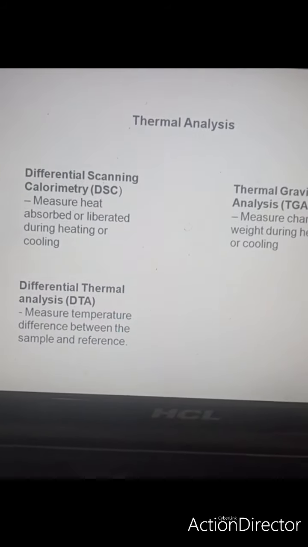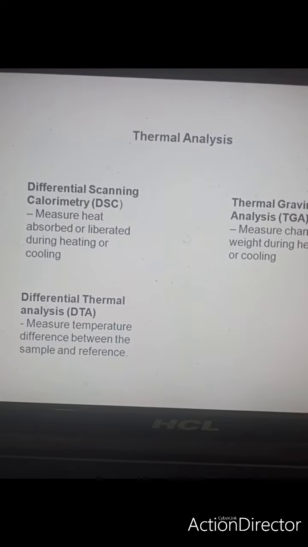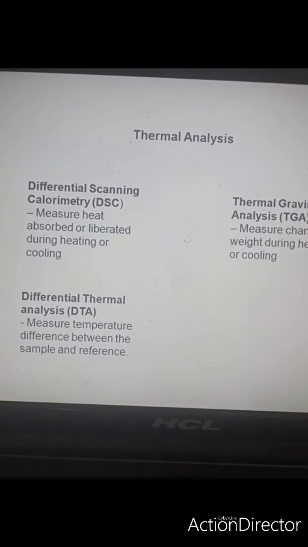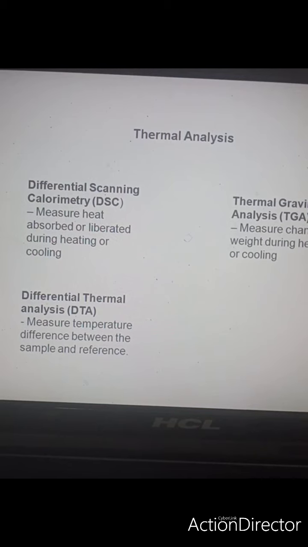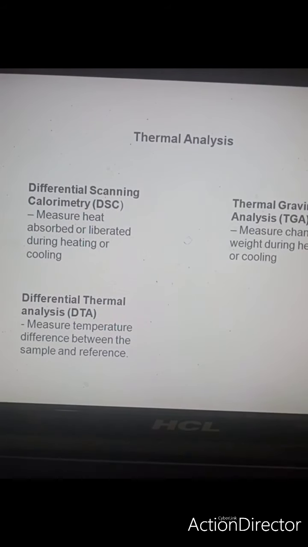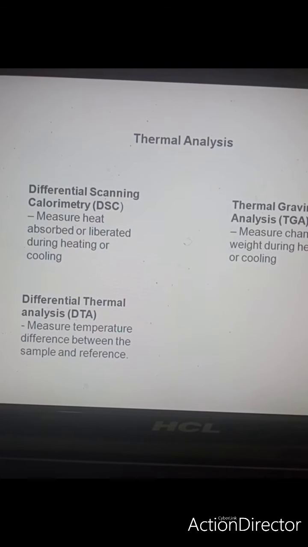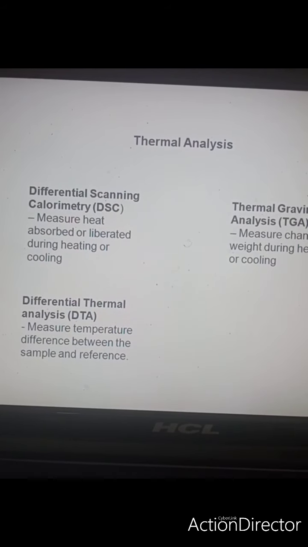Today let us discuss the thermal method of analysis. As we know, thermal is related to temperature, that is, heat treatment. So it is a method of analysis in which the sample under study is subjected to heat treatment and the change in the weight of the sample is measured as a function of temperature or time.